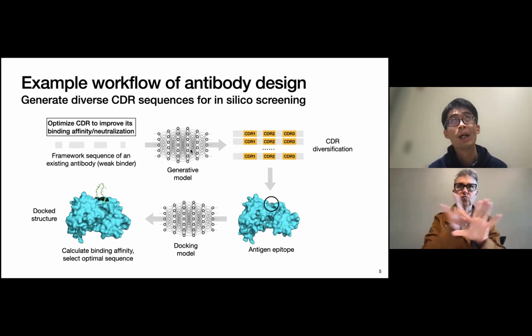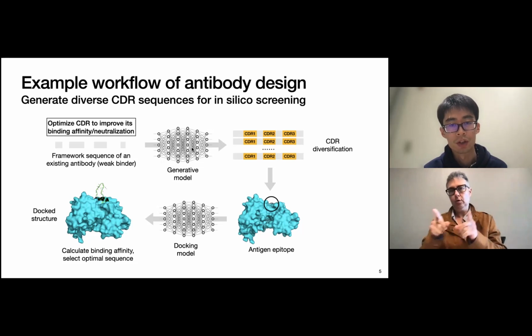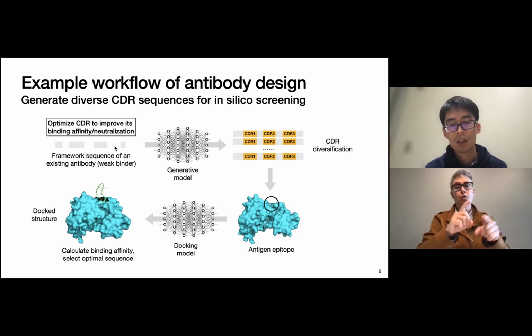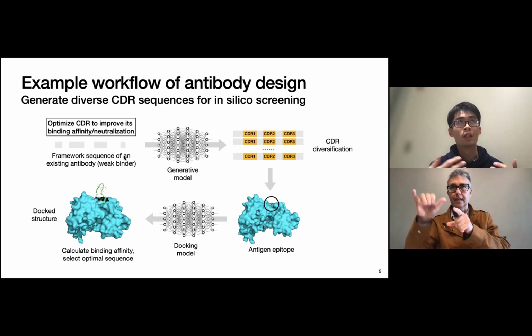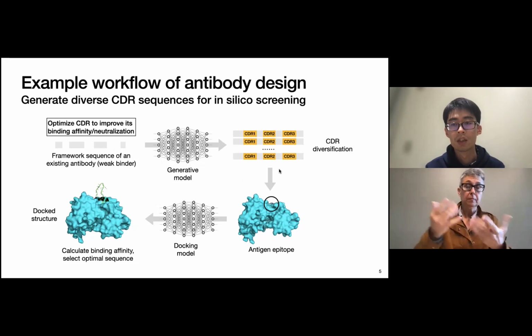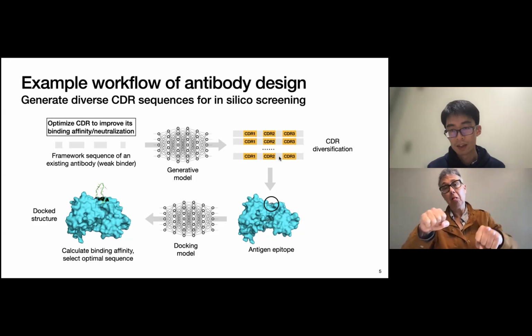So we can imagine this workflow with two components. For example, we can use a generative model to diversify the CDRs of one antibody, maybe coming out of some experimental screening. Then we can diversify the CDR and construct a library of potential antibody candidates.